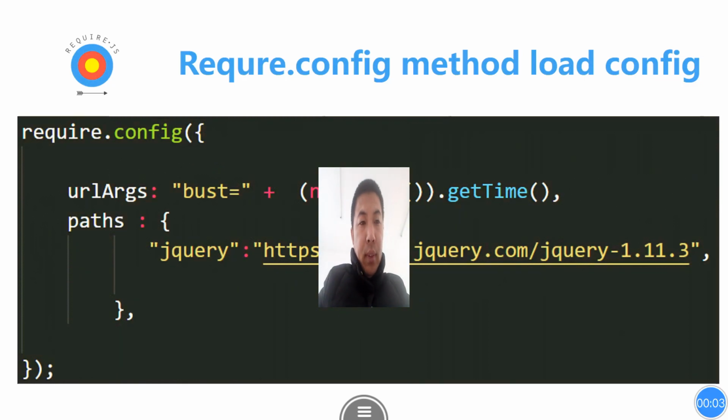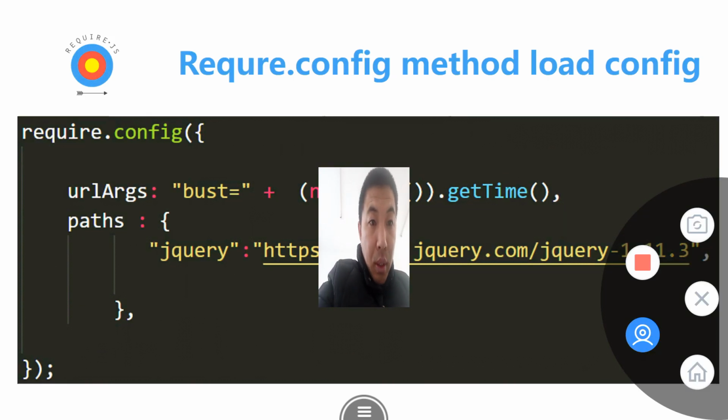Hello everyone, and today we continue to study about Require.js, and for Require.js, config is a method. The method is loading the config for Require.js. Config. So let's continue.